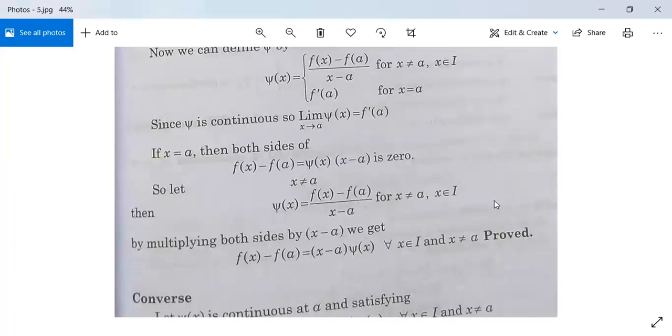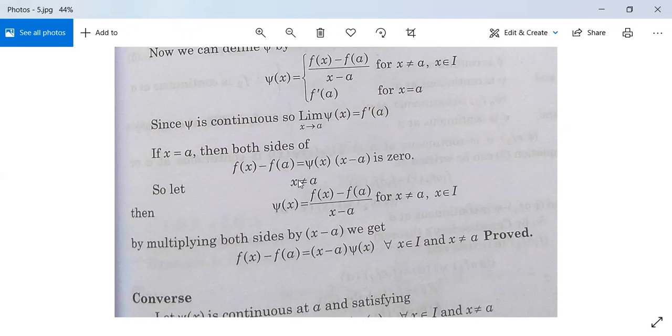Since psi is continuous, so limit psi x tending to a will be f dash a. Continuity का डेफिनेशन यही कहता है, लिमिट ऑफ द फंक्शन इक्वल टू वैल्यू ऑफ द फंक्शन. If x is equal to a, then both sides of fx minus fa equal to psi x into x minus a is 0. ठीक, x equal to a रखेंगे तो 0 दे देगा.